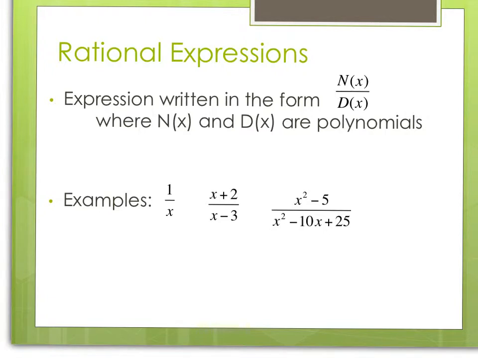All right, make sure you get the following examples on your paper. These are all types of rational expressions. 1 over x, x plus 2 over x minus 3, and finally x squared minus 5 over x squared minus 10x plus 25. Those are all types of rational expressions.